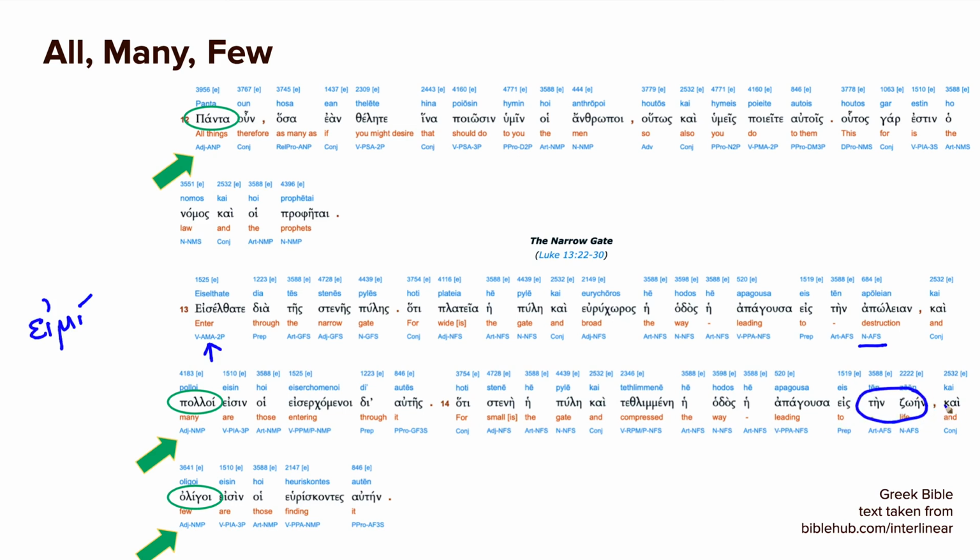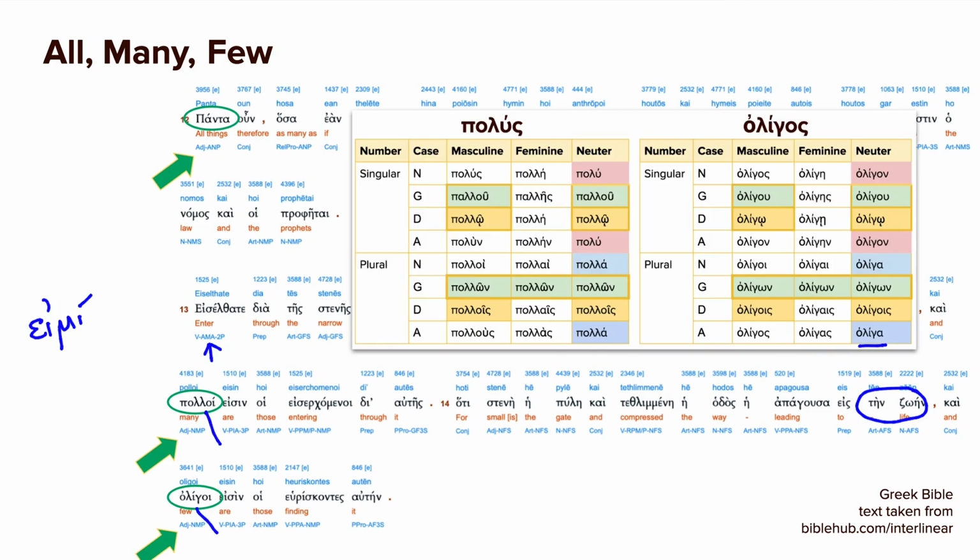τὴν ζωήν. Καὶ ὀλίγοι. So as opposed to polloi, many, oligoi is few. So you could think of oligoi like oligarchy is government by a few, so oligos. And then I have a chart showing you guys this. Polus, remember we talked about before, has a little bit of a strange form, instead of one lambda, it goes to two lambdas, but these are the ways that you form polus.